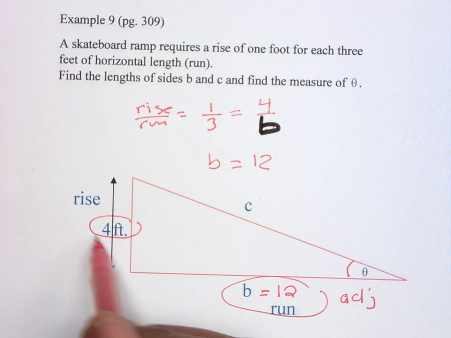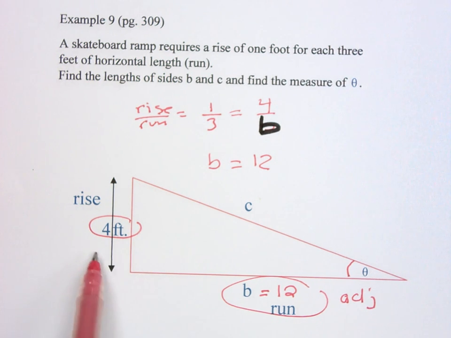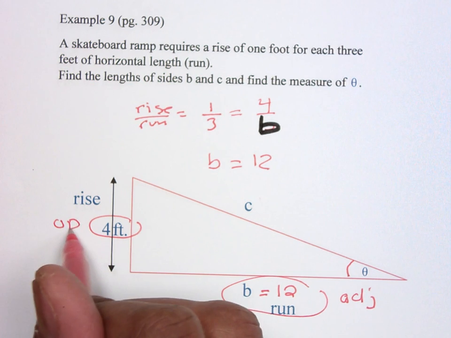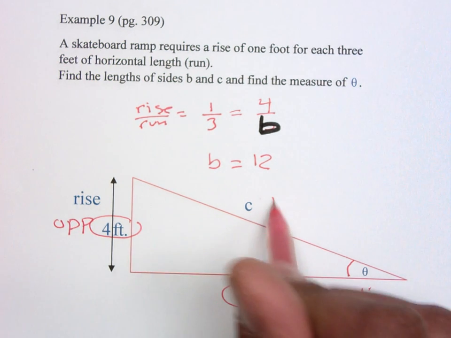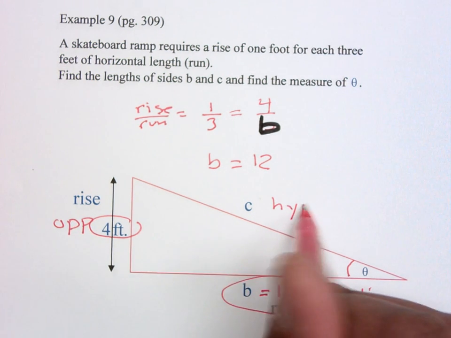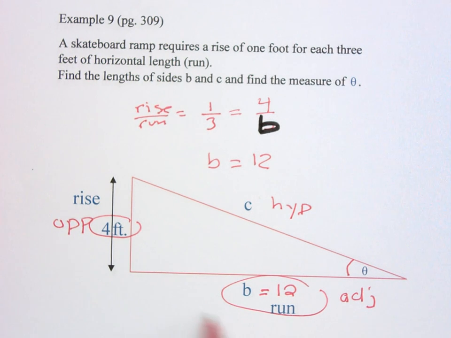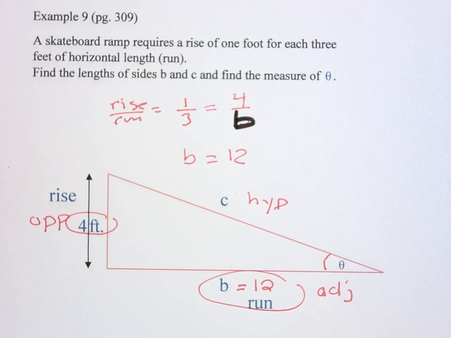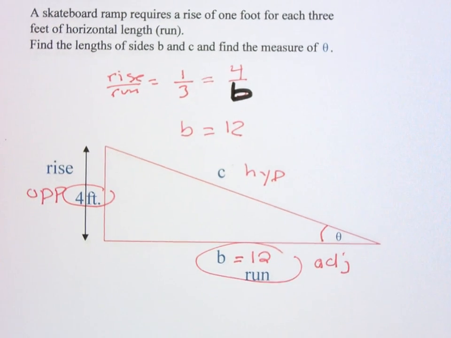And what about the rise, this length here? Is this opposite or hypotenuse? Good. It's the opposite. And of course, this is the hypotenuse then, right? But let's just look at the 2 that I circled now. We have numbers there. We have 4 and 12. We have the opposite and the adjacent. Which trig ratio can we use when we have the opposite and the adjacent? The tangent.